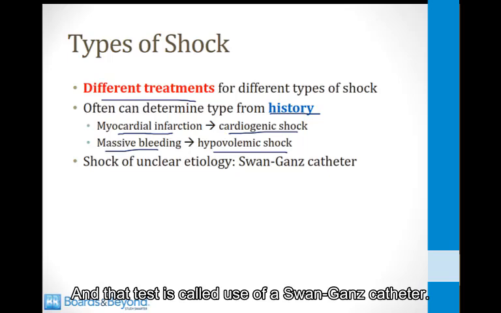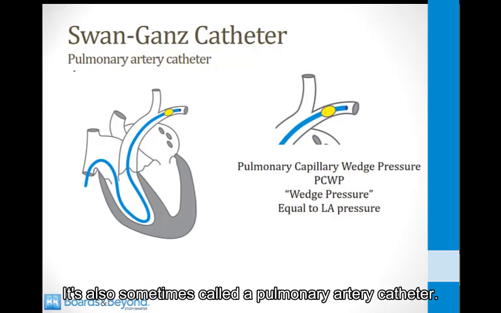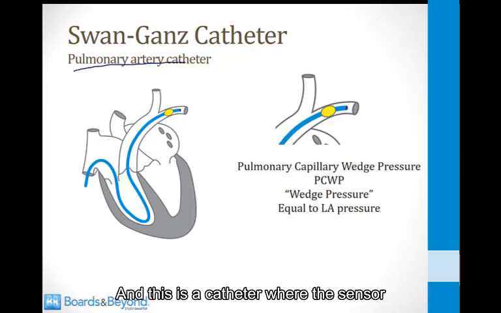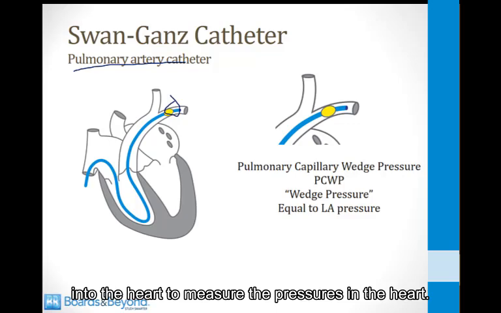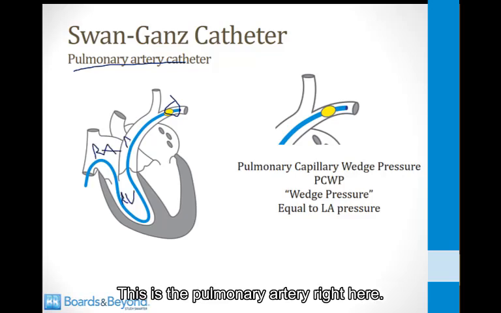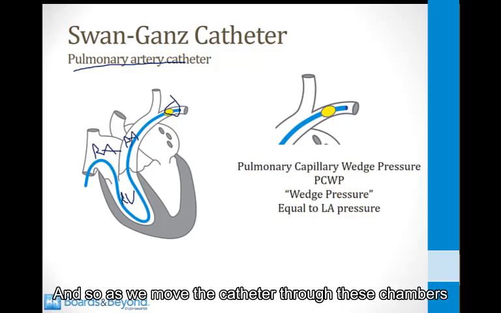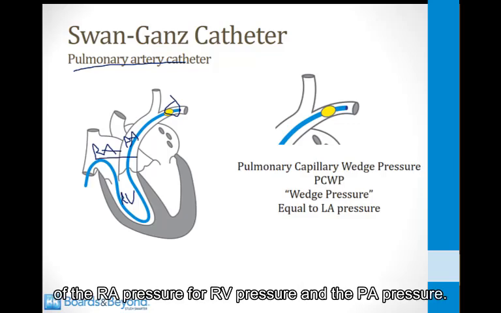And that test is called use of a Swan-Ganz catheter. A Swan-Ganz catheter is named for the two men who developed it. It's also sometimes called a pulmonary artery catheter. And this is a catheter where the sensor at the tip measures the pressure, and it can be inserted into the heart to measure the pressures in the heart. So shown here is a drawing of the heart. This is the right atrium. This is the right ventricle down here. This is the pulmonary artery right here. And so as we move the catheter through these chambers, we can stop in each chamber and take a measurement of the RA pressure, the RV pressure, and the PA pressure.